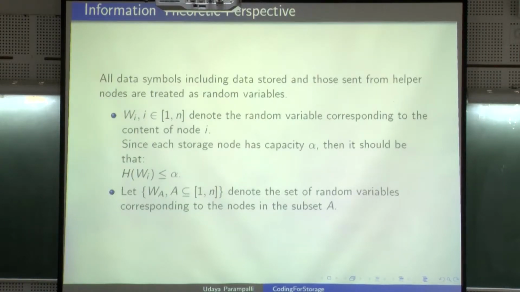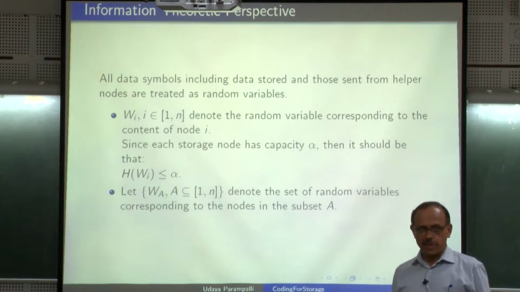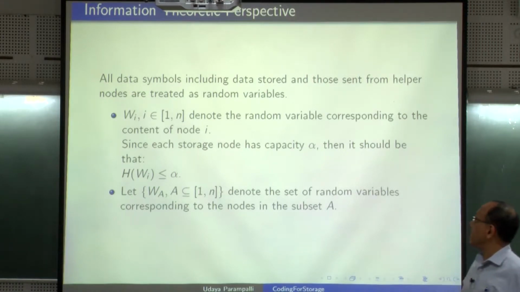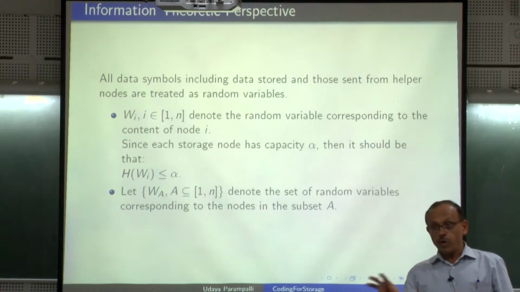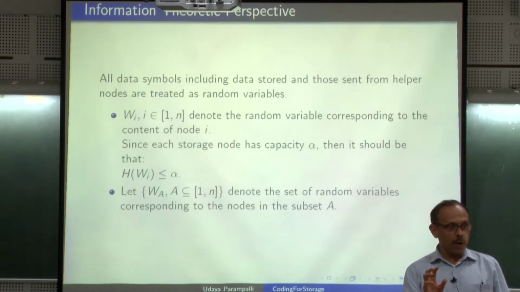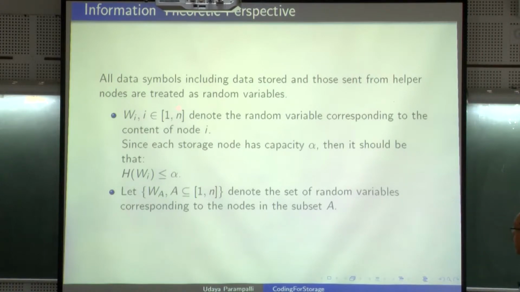Having proved the basics of information theory, now we will look at the information theory perspective of this code. All data symbols, including data stored and data sent from the helper nodes, are treated as random variables. So for example, all the nodes will now be represented by a random variable Wi. There are exactly n nodes.